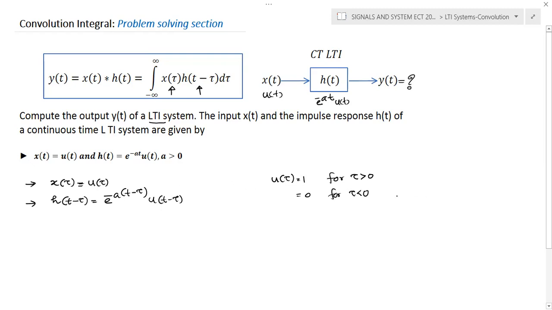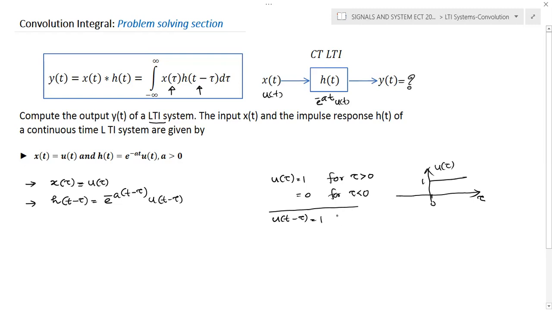And if you draw the waveform of u of tau, you can see that here the variable is tau, that is very important, not t, it's tau, and here it is 0. And if tau greater than 0 means towards right side, so towards right the function magnitude is 1, that is u of tau. Now we can discuss the second signal h of t minus tau. Within the signal h of t minus tau, there is a term u of t minus 2.